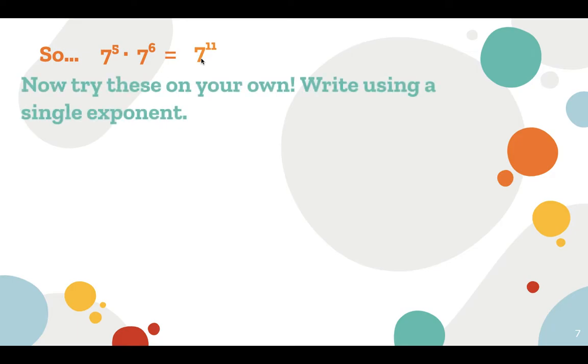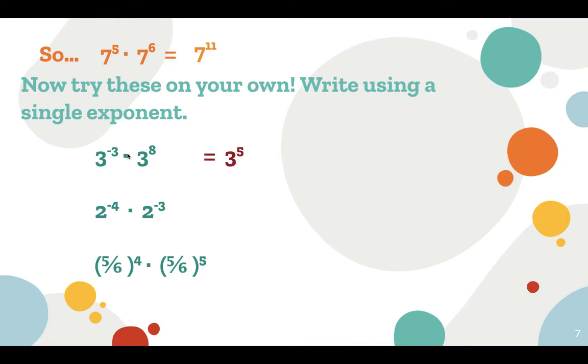So now let's try these on your own. Try using a single exponent. Pause the video and solve these 3 problems. All right, let's go over these following our rule. As long as our bases are the same, we just add our exponents. In this case, we're dealing with a negative number, so when we have opposite signs, we subtract and keep the sign of the larger number.